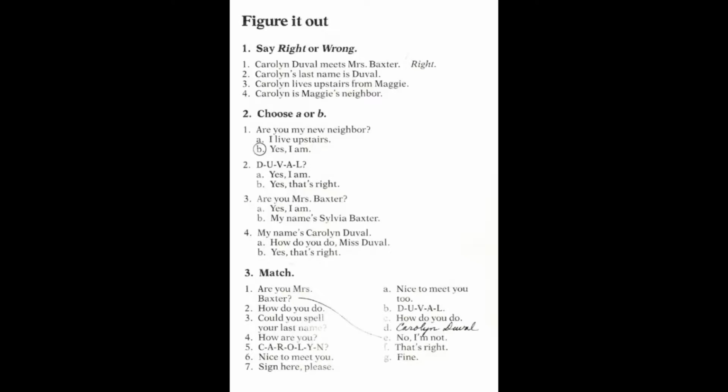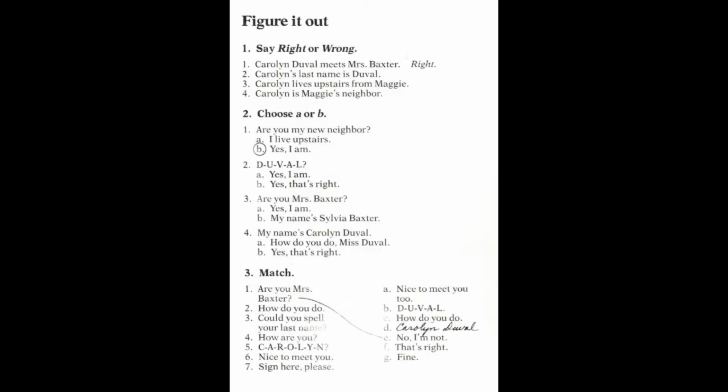So, we have always one example. Number one is always answered. So, for example, number one says, Carolyn Duval meets Mrs. Baxter, right? Because we can see it in part B, they meet, they talk to each other, so it is right. Second exercise, choose A or B. There is one question, there are two answers, only one of them is correct.